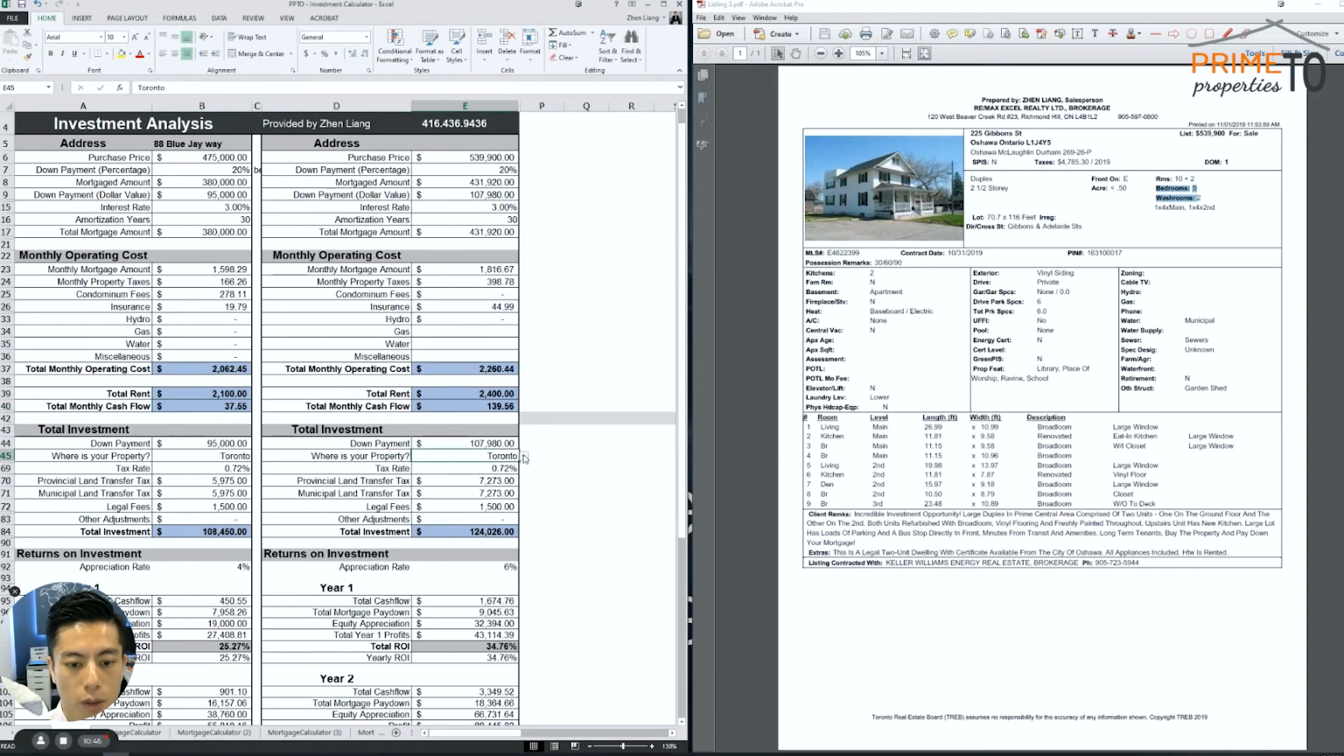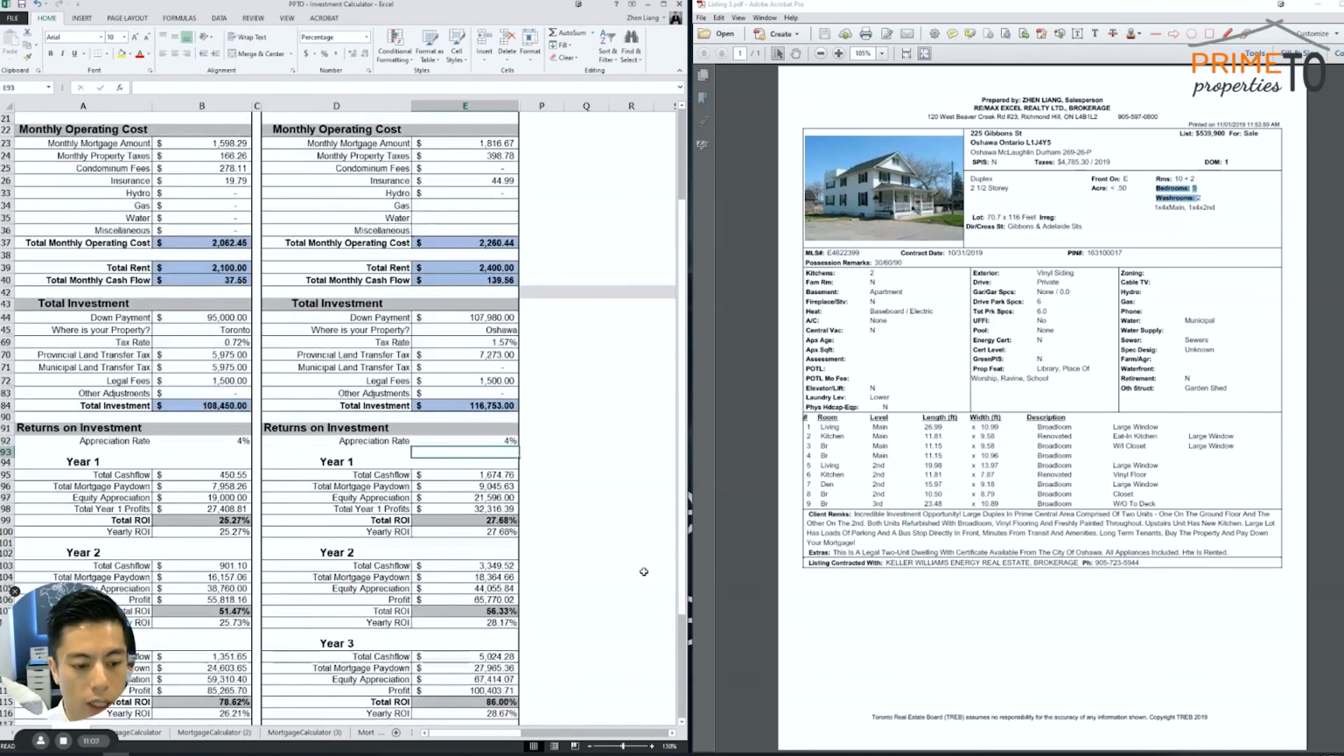So when you look, we have to make sure we change over here. We're going to be in the Oshawa area. Where are we? Oshawa. There we go. So you don't have to pay the Toronto land transfer tax, so your closing cost is actually less than it would be on the Toronto side because you're paying 1 less land transfer tax. Now let's also put in a 4% appreciation rate. And you can see here, this property would do a little bit better on the ROI side.